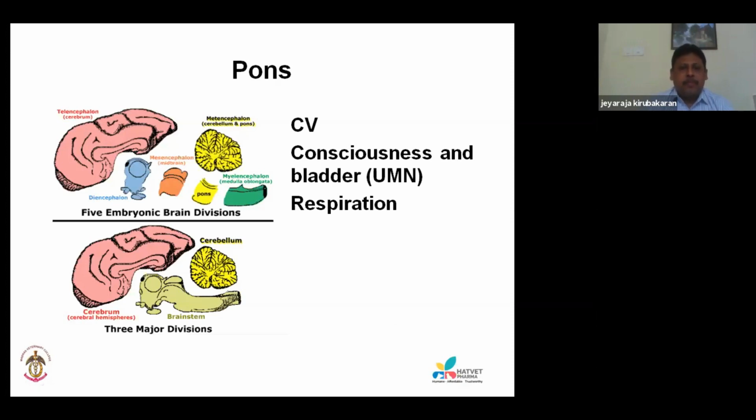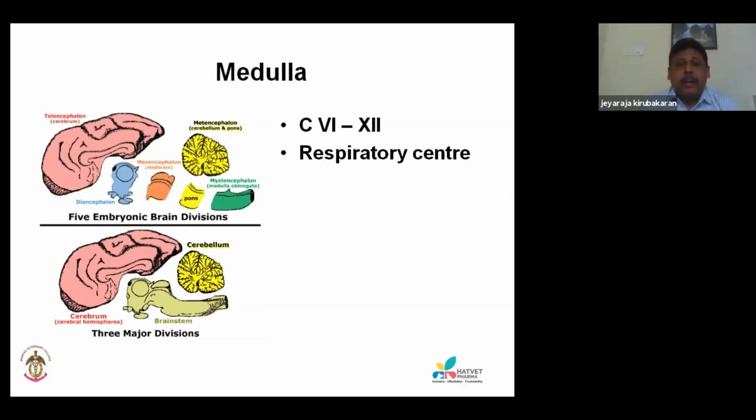Okay, the next part, the pons, is meant for consciousness and also for bladder function. Any lesion there will cause a bladder dysfunction, and it is responsible for part of respiration. And then there comes the medulla area, where almost cranial nerves 6 to 12 come out of it, and there is a respiratory center there.